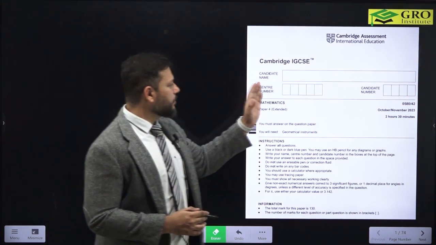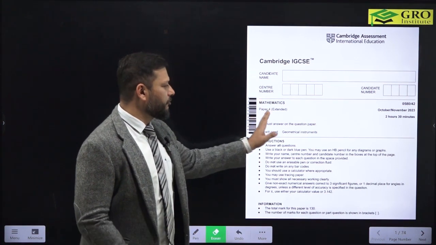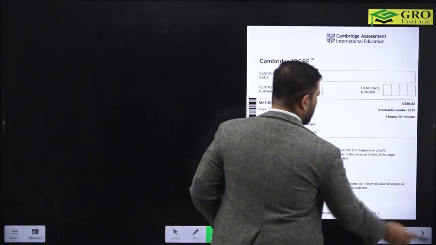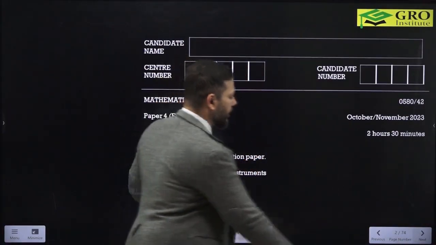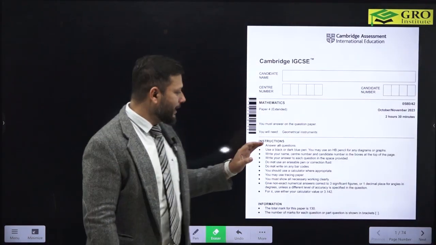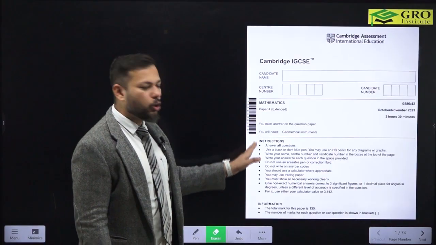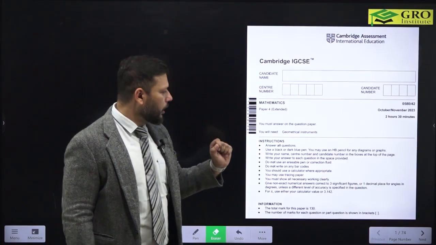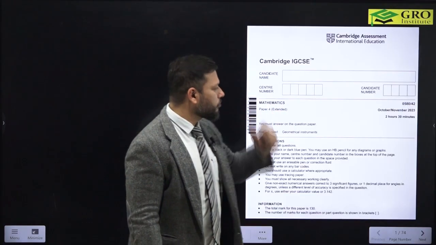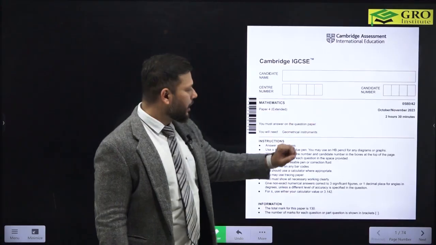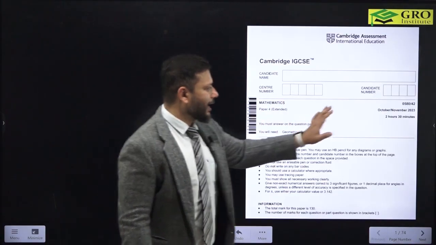We have this Cambridge IGCSE Mathematics paper 4 extended, and if I just turn the page, look here, that this is going to be the front page, and on front page we are being given all the instructions. This is the barcode, which is very important, and I told you that nothing should be written on the barcode. Here are the details of the paper. We always need to start by writing the candidate's name, then the center number and the candidate number.